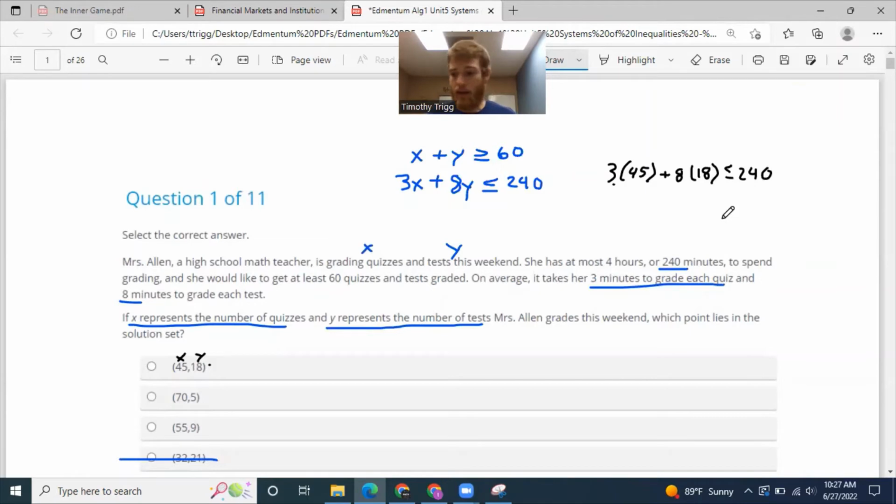So I have my calculator available somewhere. I don't know where I put it. Oh, here it is.